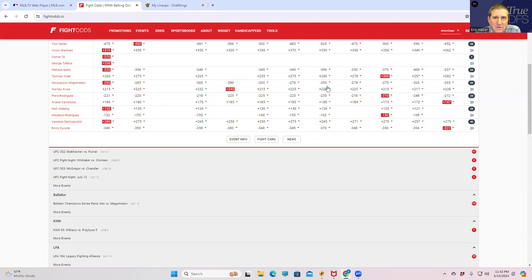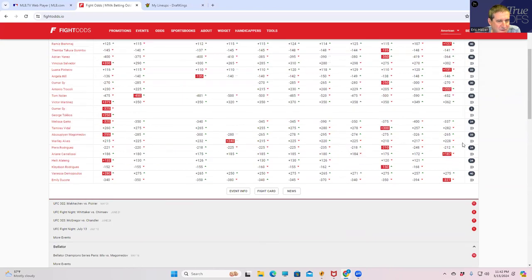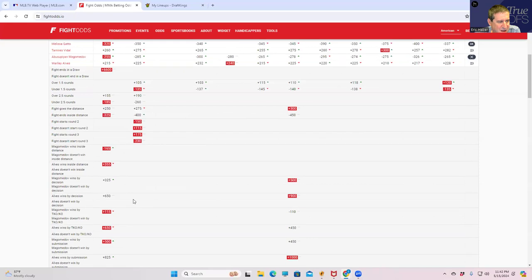Look at this, the Cardinals are starting to make things interesting over here. Anyway, inside the distance line on Abus, minus 165 inside the distance is amazingly strong. So this is obviously one of the elite favorites on the board, and it's certainly worth playing.